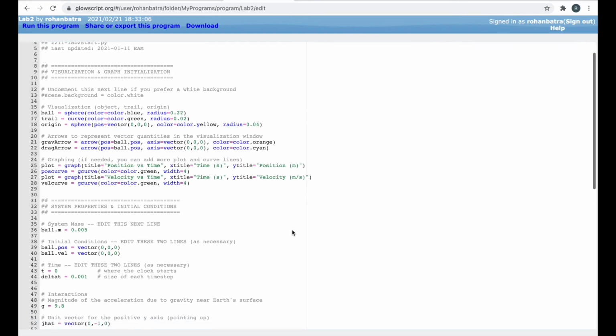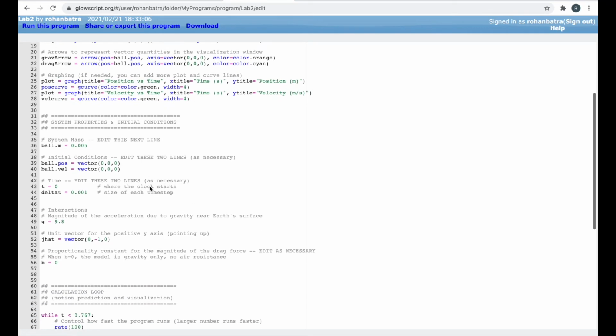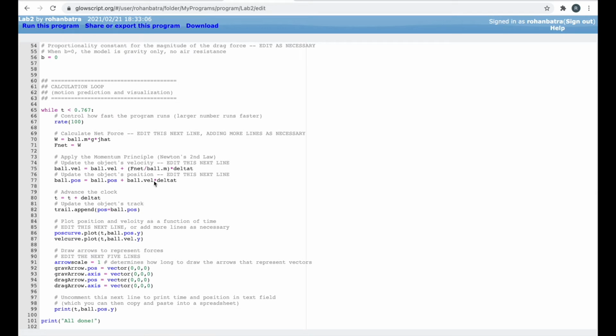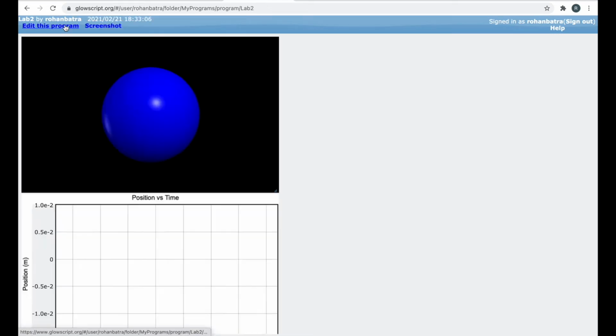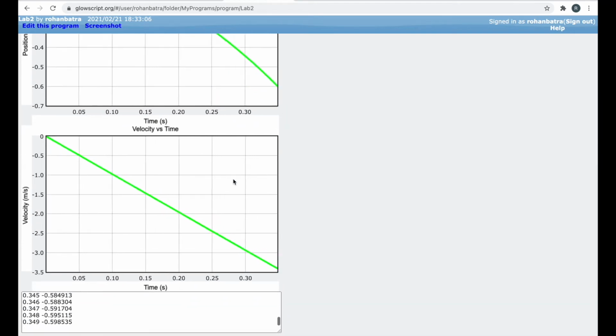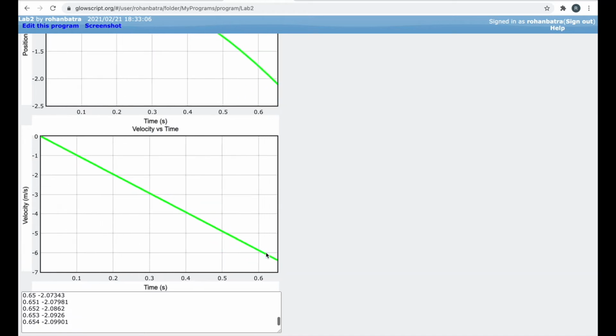This is the GlowScript program that we are using for our first model. Here we can see that the initial position and velocity of the ball are 0, and Newton's second law is being used in order to find the final position and velocity of the ball. We can see that gravity is the only force acting in this model. We can run the program to see the output, and we can see that the graph of velocity versus time is constantly increasing and is a straight line graph, which shows that there is a constant force acting on the ball.